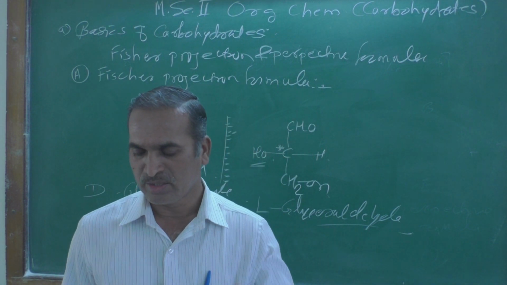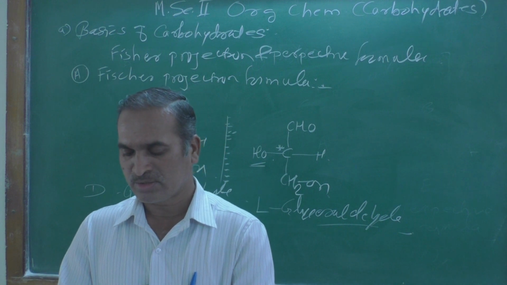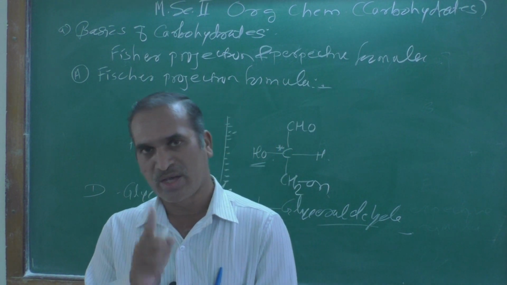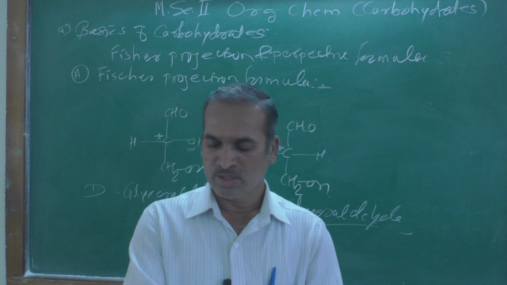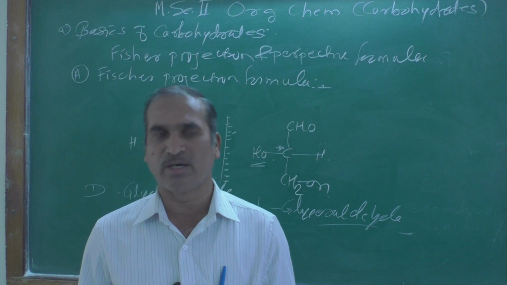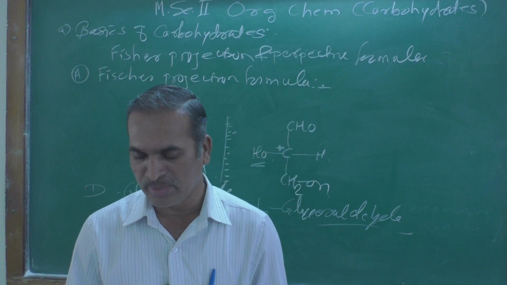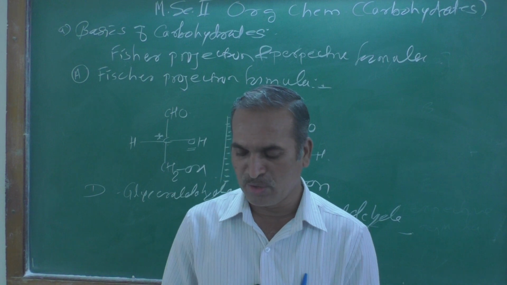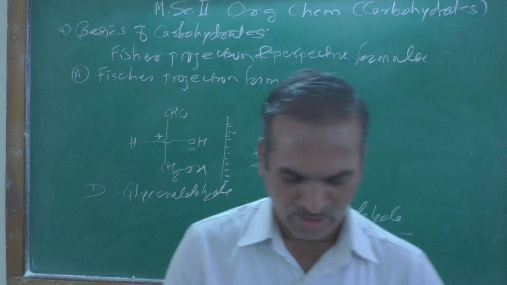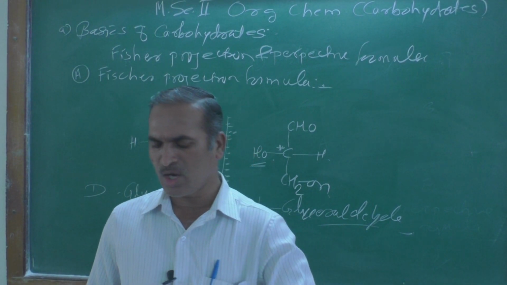D configuration: the isomer in which the OH group attached to the chiral center is on the right-hand side is assigned the D configuration, whereas L configuration means what? The isomer in which the OH group attached to the chiral center is on the left-hand side is assigned the L configuration. And it should be remembered that a dextrorotatory compound may have a D or L configuration.